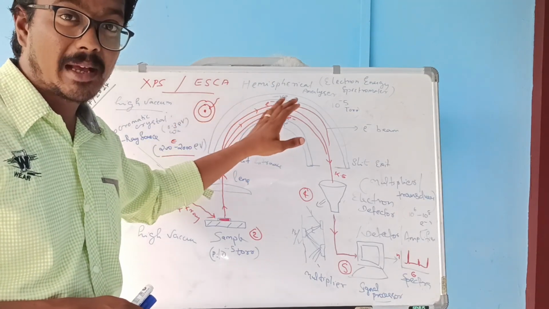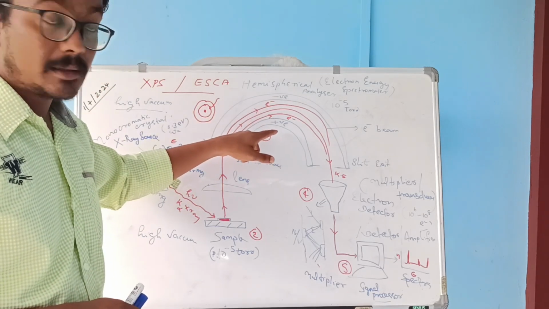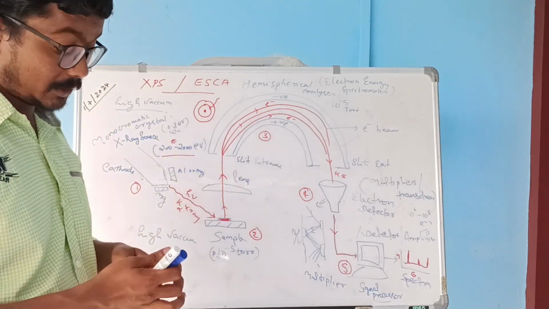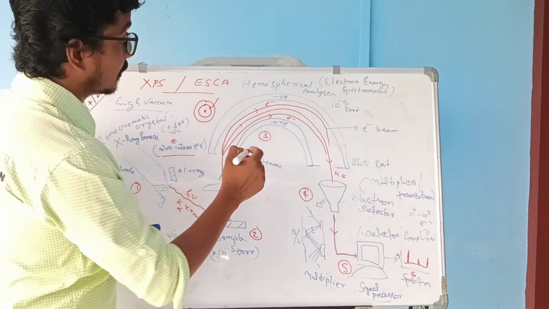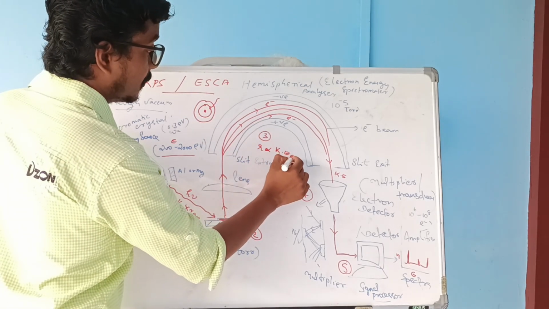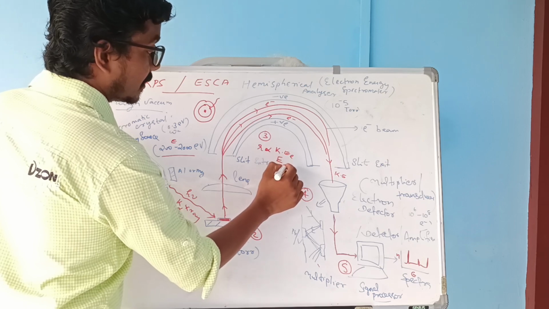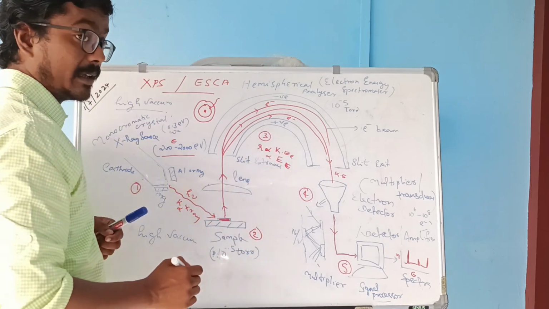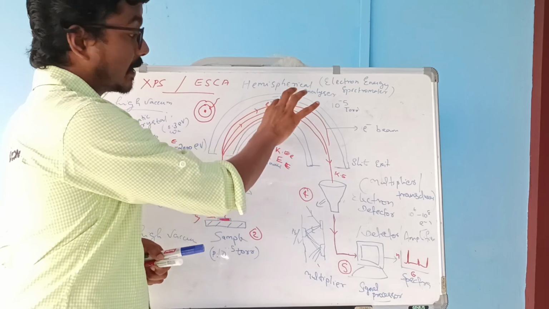The path of the electron depends on the electrostatic field as well as the kinetic energy of the electron. So we can say that the radius of the curvature depends on the kinetic energy of the electron and the electrostatic field. Both of them matter.